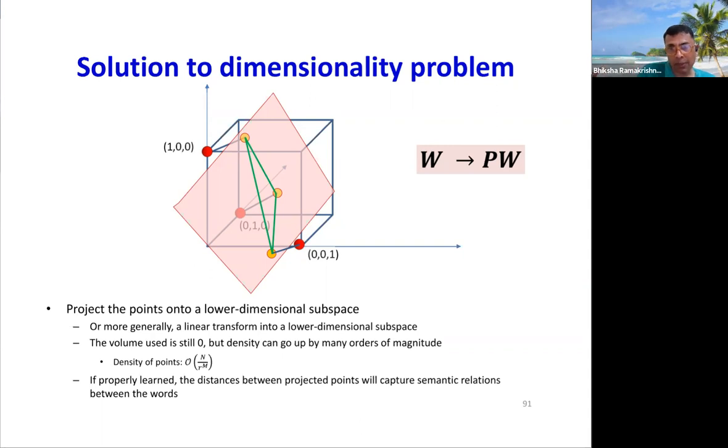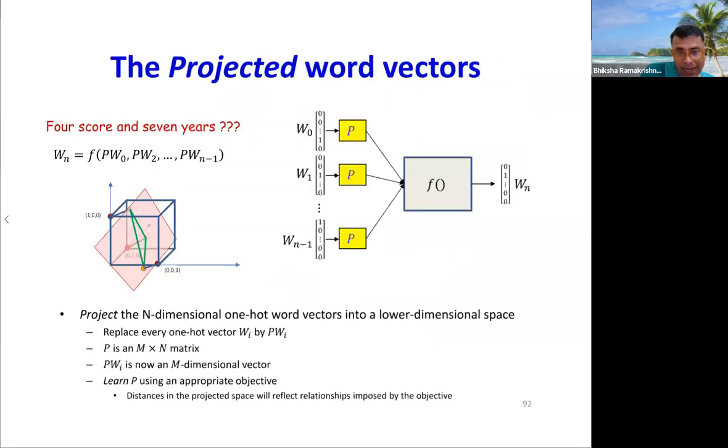So if you project from 100K dimensional space to say 1,000 dimensional space, then we get 100 orders of magnitude improvement in the density of the points. Also, when we project the data onto a lower dimensional space, like we're projecting these three-dimensional vectors into two dimensions over here on this 2D plane, we will change the distances between vectors. And if we learn this plane, then these distances will immediately begin giving us some notion of the distances between the words themselves. And these distances could be meaningful and capture some semantics.